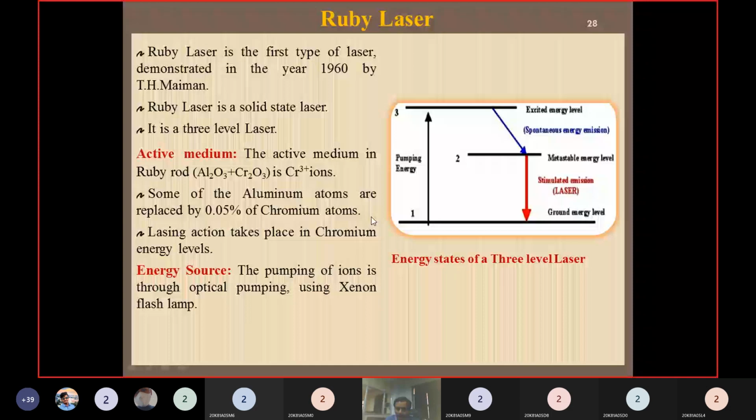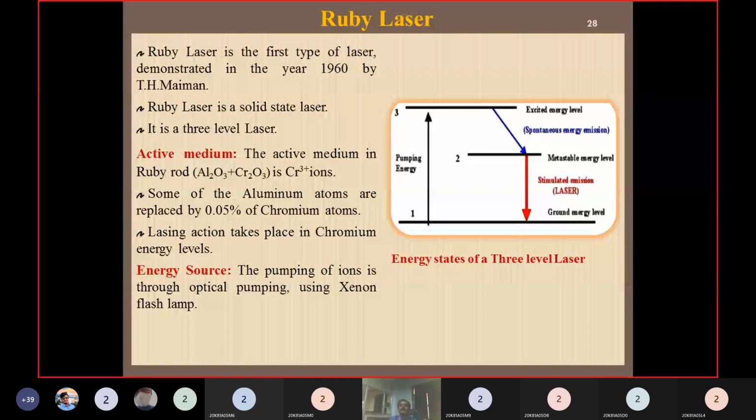Okay, next what is the energy source? To get the lasing action, population inversion is required. How to achieve the population inversion? Here we are using optical pumping. For producing the optical energy, we will use a xenon flash lamp. Okay, that is the energy source.